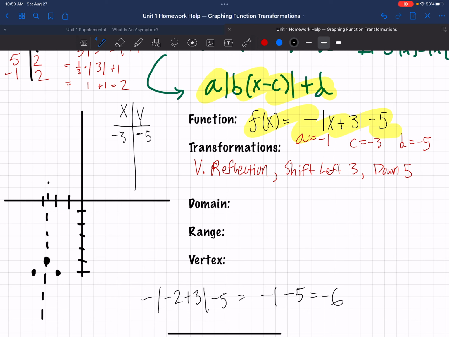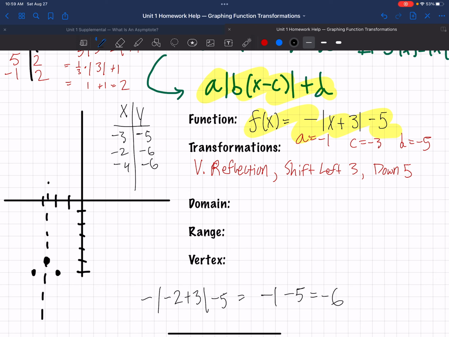You're welcome to plug in more, right? But the points that you will get, if you plug in -2, you get -6. If you plug in -1, you get -4, sorry. And those are your 3 points.